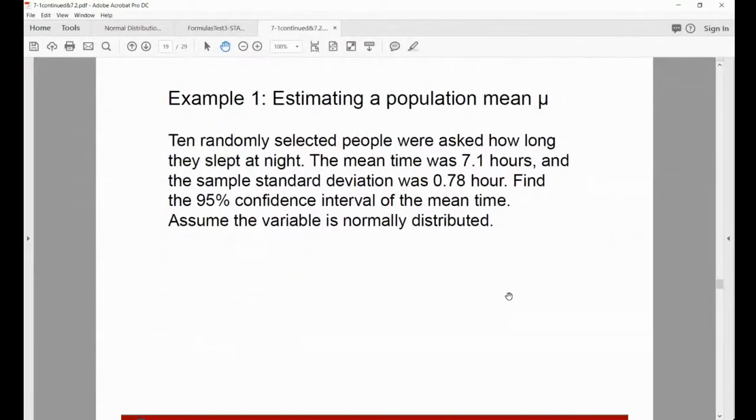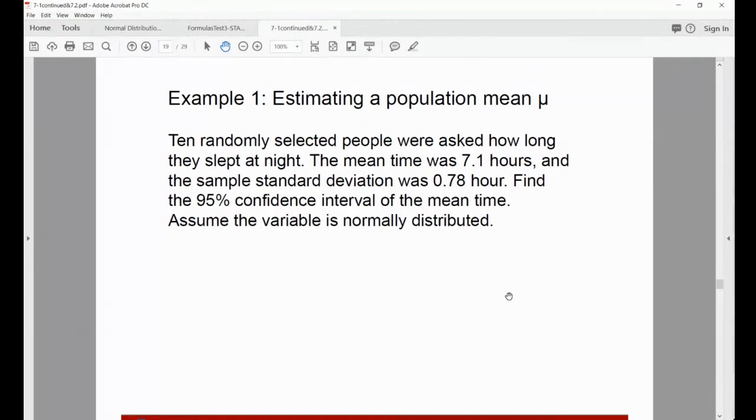So let's see an example. We have that 10 randomly selected people were asked how long they slept at night. The mean time was 7.1 hours and the sample standard deviation was 0.78 hours. Find the 95% confidence interval of the mean time. And the variable is normally distributed.